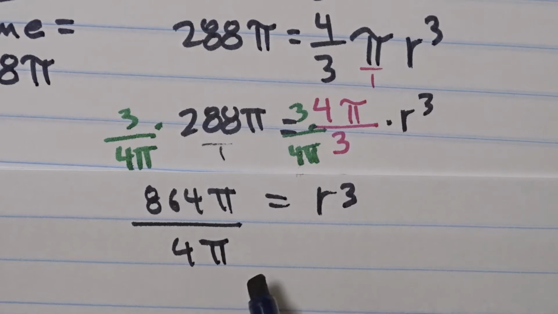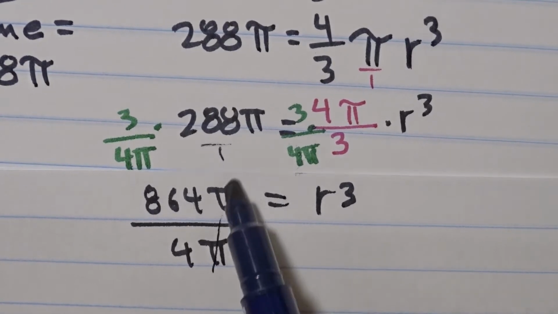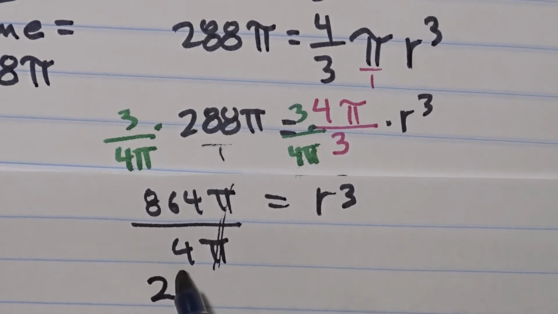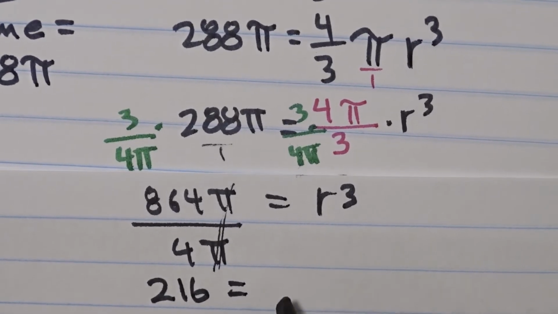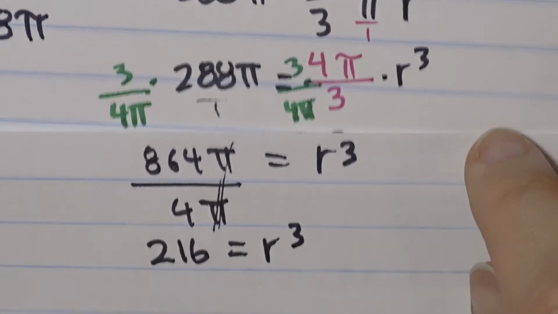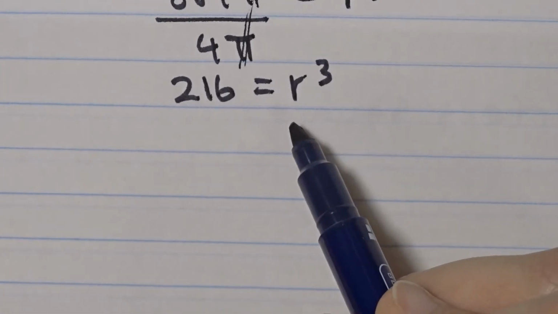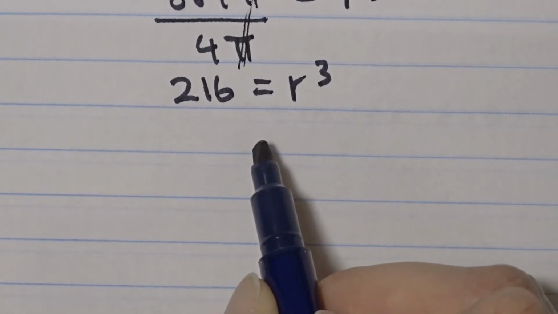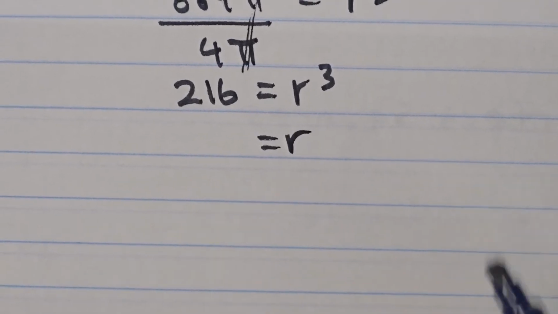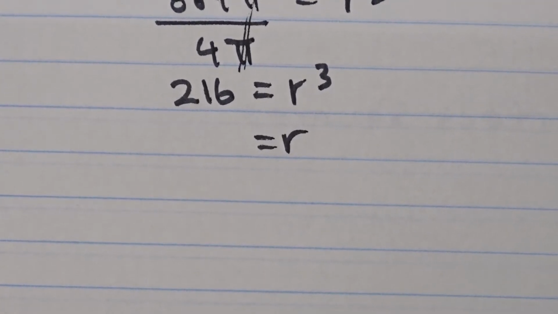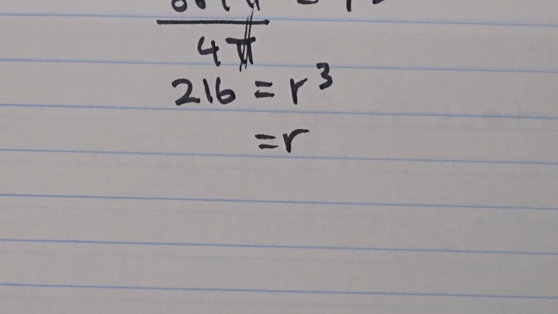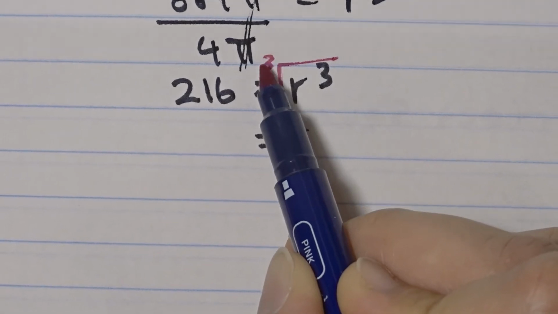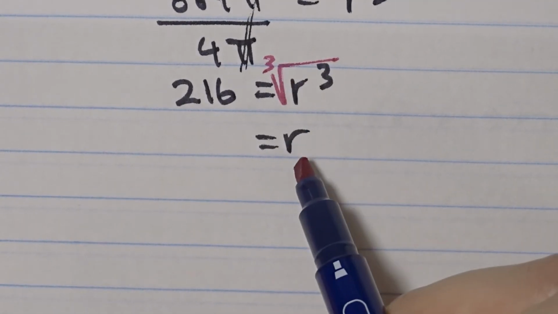And then now I'm going to cancel these out, pi over pi, and that leaves me with 216 equals r cubed. So now we have to ask ourselves, what number to the third power is 216? If you know it, great, then just write it down. This number equals r. But if you don't, then that's when I was telling you earlier about the inverses. So you're going to have to take the cube root, because these are inverses, r will be all alone.